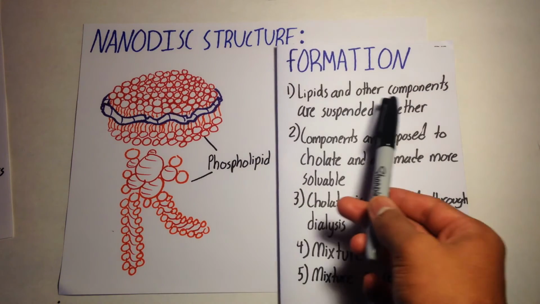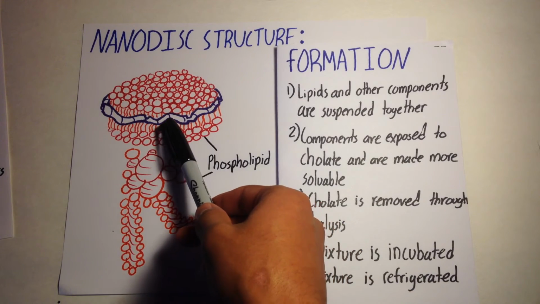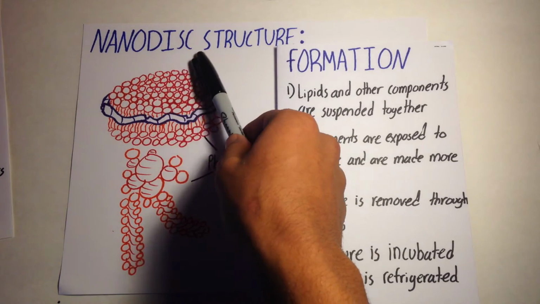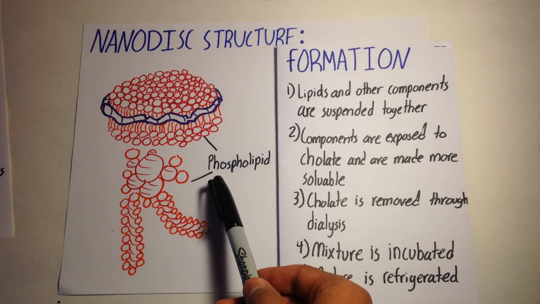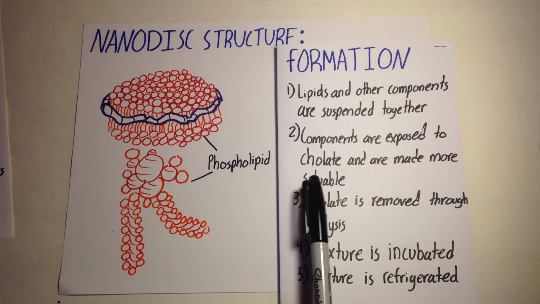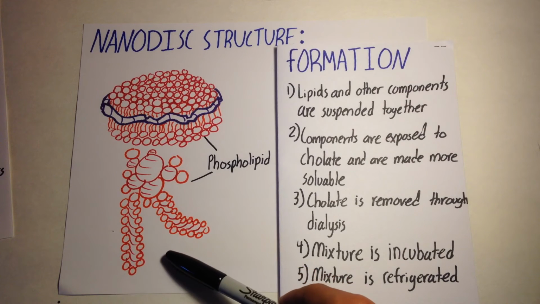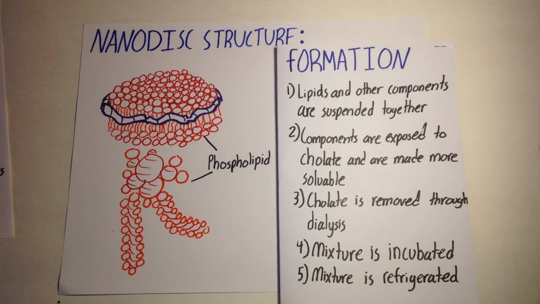Well, first, the lipids and other components are all suspended together, meaning the phospholipids, the apolipoprotein belts, and any pharmaceutical compounds that are being attached to the phospholipids are all suspended together in a water-based solution. Then all the components are exposed to cholate, which is a chemical that makes particles more soluble in water or makes hydrophobic particles a little bit more hydrophilic for a period of time. Then the cholate is removed through dialysis, and from here the mixture is ready to be turned into nanodiscs.